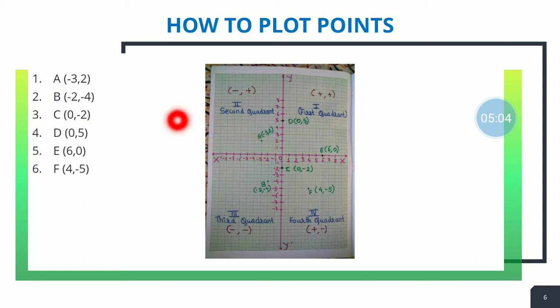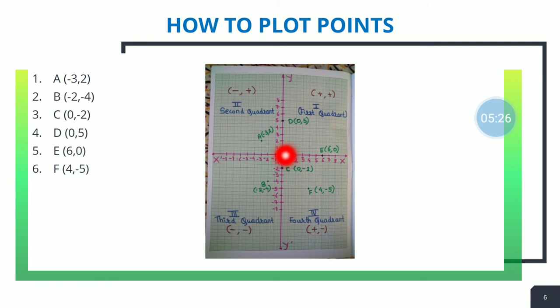The next point, B (minus 2, minus 4). Here x is negative, y is negative. So negative negative comes in the third quadrant. So my point lies in the third quadrant. Now I need to plot the point. My x is minus 2 and y is minus 4. So now I will start from the origin.